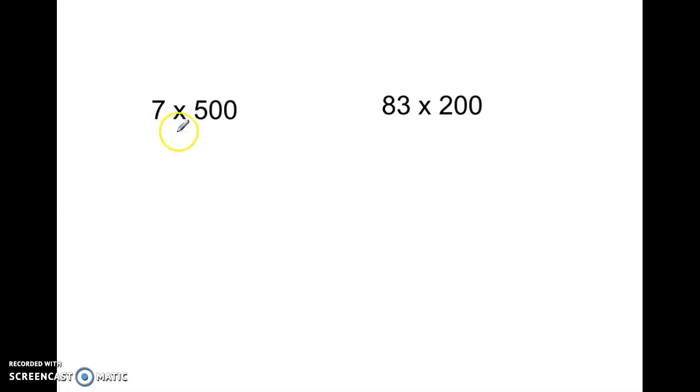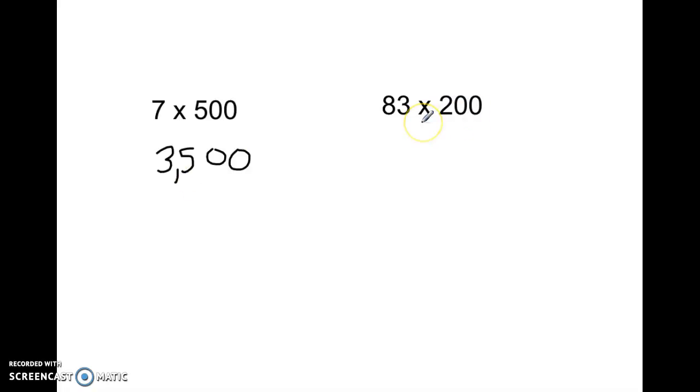All right, let's let you go ahead and try. Why don't you work on figuring out 7 times 500? All right, so the first thing I would do is 7 times 5, which is 35. And then I count my zeros, and I've got 1, 2 zeros, so I add those on. And I end up with 3,500.